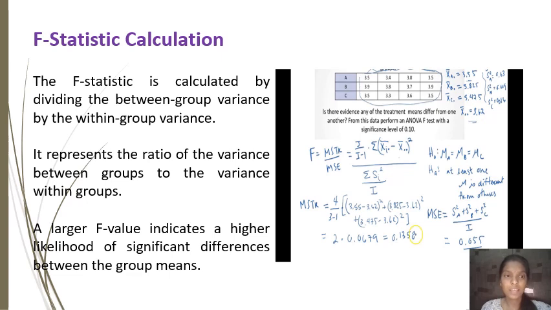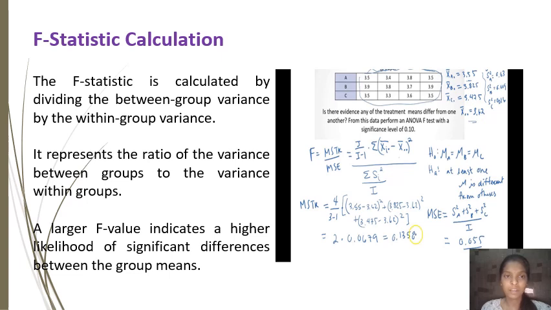The F statistic is calculated by dividing the between group variance by the within group variance. It represents the ratio of the variance between the groups to the variance within groups. A larger F value indicates a higher likelihood of a significant difference between the group means.